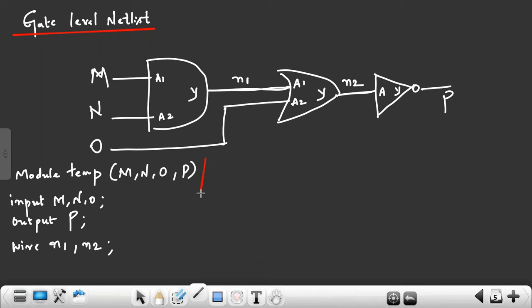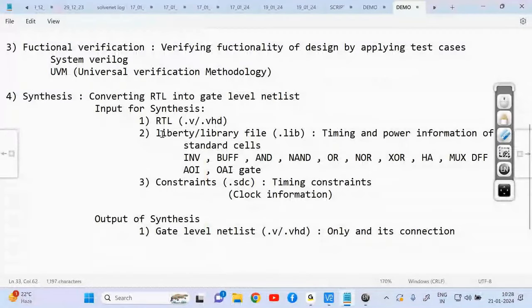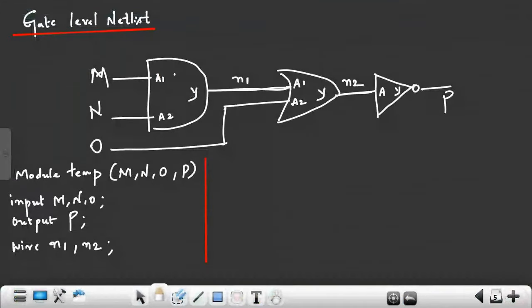So next we have to define each and every cell. Each cell has some name in the liberty file. In the liberty file, for this cell there is some name. So we assume that this cell has the name AND2, this OR gate has the name OR2, and this inverter has the name INV. So first I have to define this cell. AND2 means a two input AND gate. This is a name present in the liberty or library file. The same name my tool is going to use.